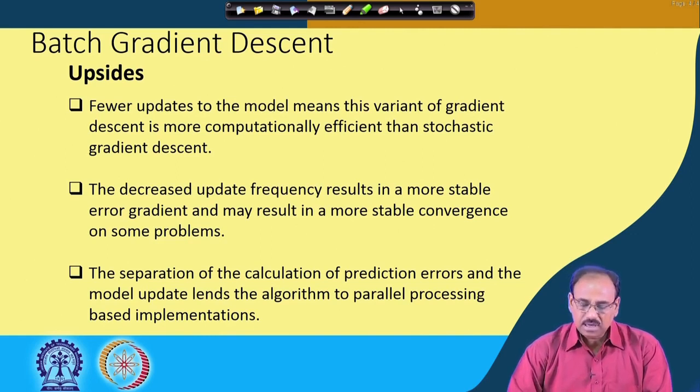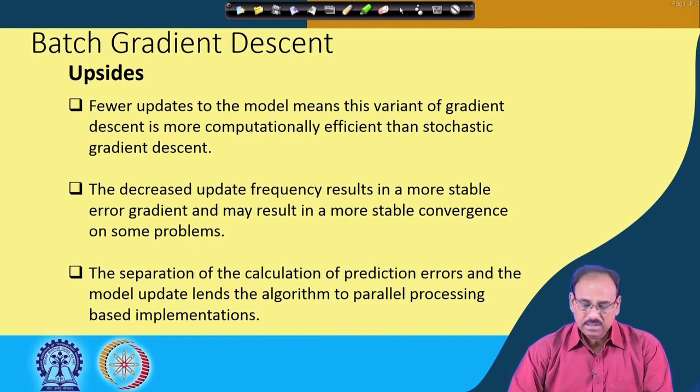This decreased update frequency results in a more stable error gradient and may result in a more stable convergence on some problems. Again, you note the term, it is on some problems; it is not guaranteed that in every case this will be true.